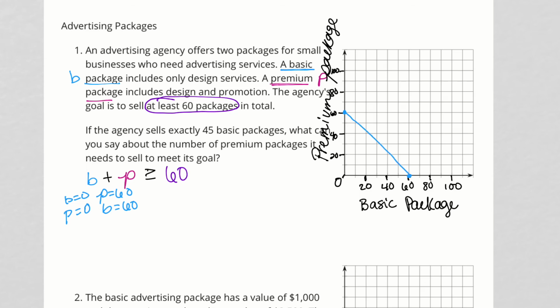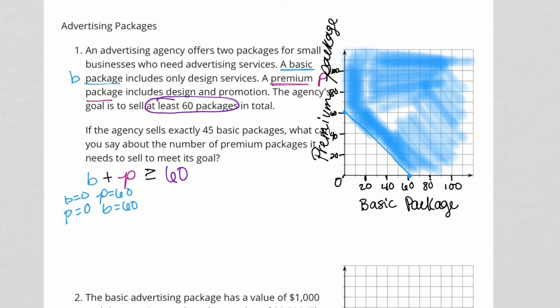Are we going to shade above or below? Above. Why are we shading above? Because it's greater than. We want to sell more than 60 packages in total. Let me make that a little darker. And I went a little bit over the line there. I did not mean to, but I'm not going to go back and correct it at this moment. Okay.